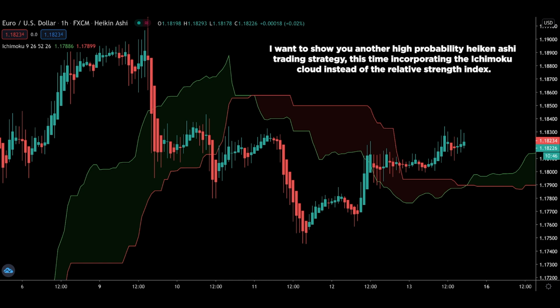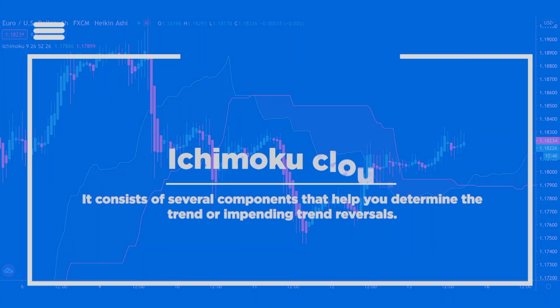Next, I want to show you another high probability Heiken Ashi trading strategy, this time incorporating the Ichimoku cloud instead of the relative strength index, so keep watching. If you've never heard of or used the Ichimoku cloud before, it consists of several components that help you determine the trend or impending trend reversals. But for this strategy, you will only need to understand the Kumo cloud.